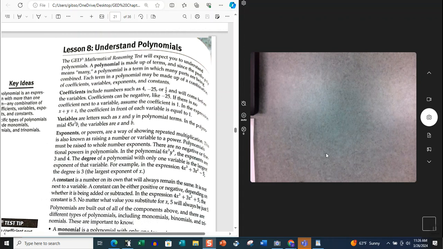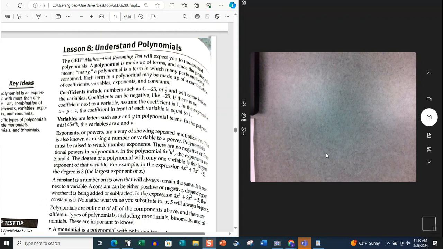Okay, class, we're about to start lesson 8. It's called Understanding Polynomials. The GED mathematical reasoning test will expect you to understand polynomials. A polynomial is made up of terms, and since the prefix poly means many, a polynomial is a term in which many parts are being combined.